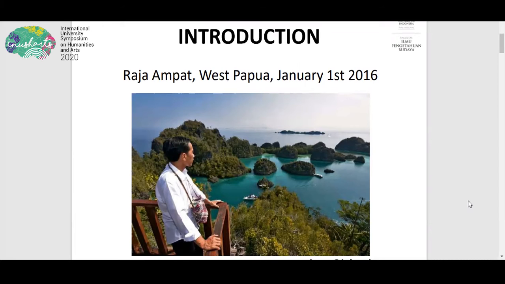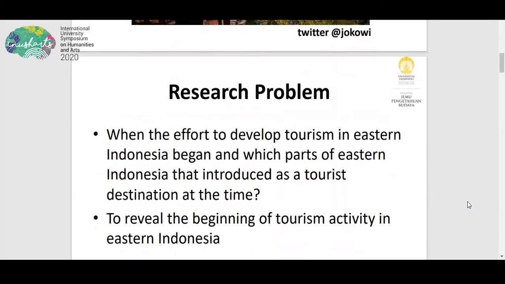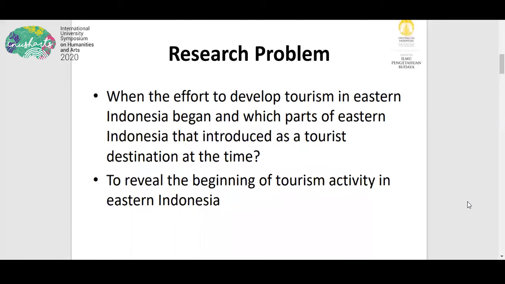To achieve this goal, it eyes 15 million foreign tourists in 2017 and 20 million in 2018. This requires serious effort and support from various parties related to tourism activities, especially in Eastern Indonesia. The questions that arise are when the effort to develop tourism in Eastern Indonesia began, and which parts of Eastern Indonesia were introduced as a tourist destination at the time.